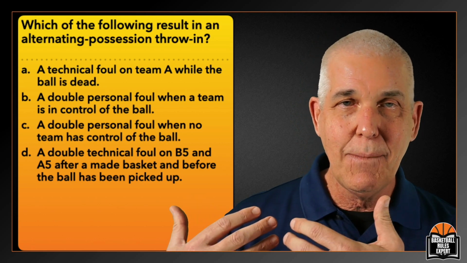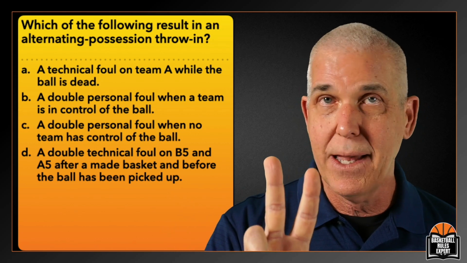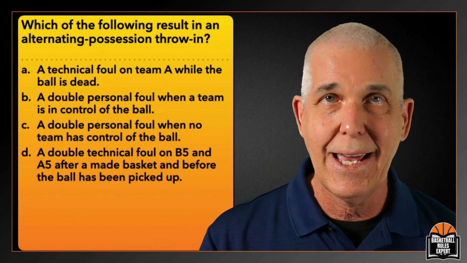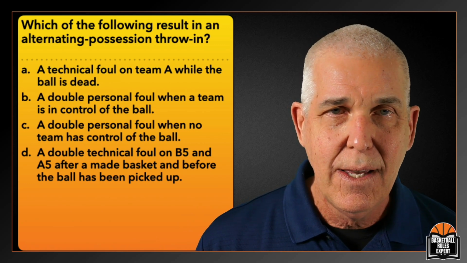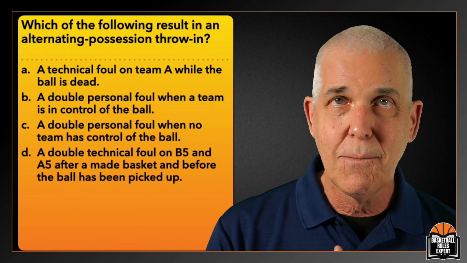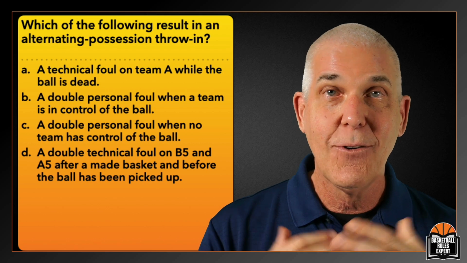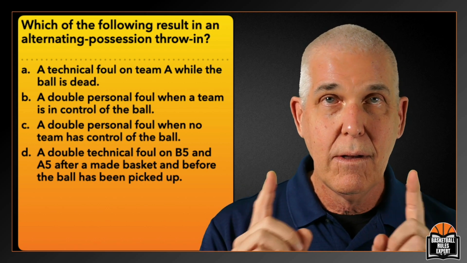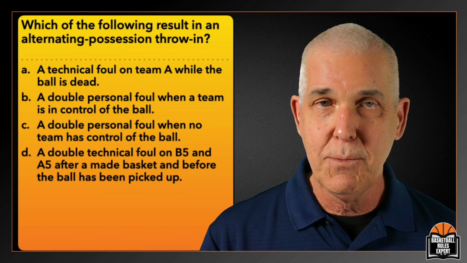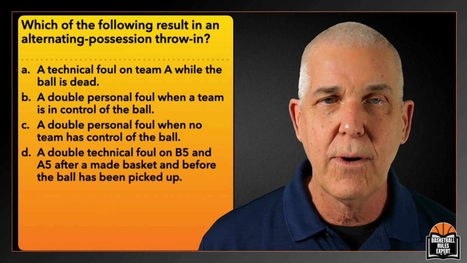If we have a technical foul on Team A while the ball is dead, what's the penalty for a technical foul? Two free throws to any player or eligible substitute and the ball at the division line opposite the table. Simple, right? We're not going to have an AP throw-in in that situation. In B, a double personal foul when a team is in control of the ball, right? What's the procedure for a double personal foul? Double personal foul, fouls for both players, and resume at the point of interruption. What's the point of interruption? Team A is in control of the ball. We would resume at the spot nearest to where the ball was for the throw-in for Team A.